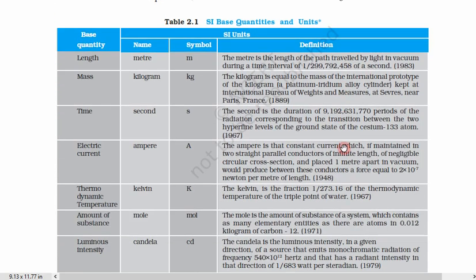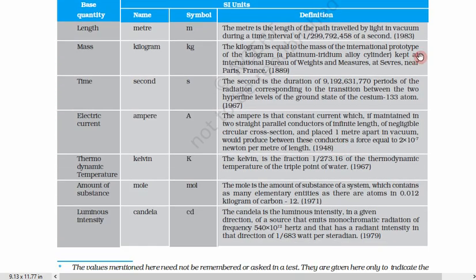Now let us learn about some other basic units. So length is measured in meter. Now let us come to the definition of these units. So let us understand one important thing. Initially we learned what is a unit. A unit is a comparison with a standard which is accepted.